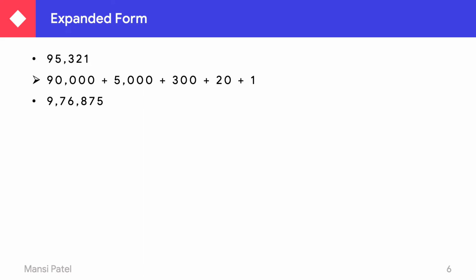Now you see another one. That is 9,76,875. 9 in the place of lakh, therefore we have to write down 9 lakh. 7 in the place of 10,000, so we have to write down 70,000.